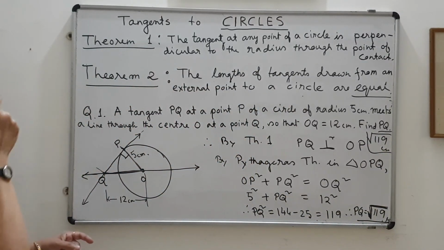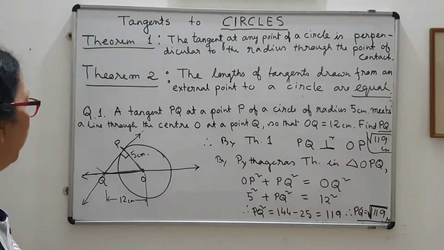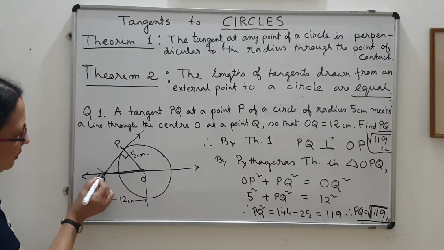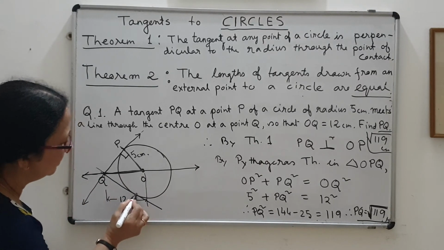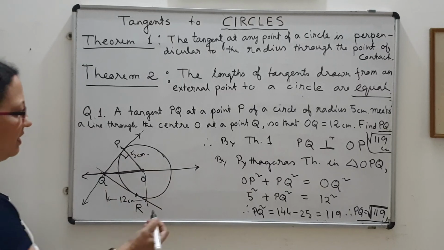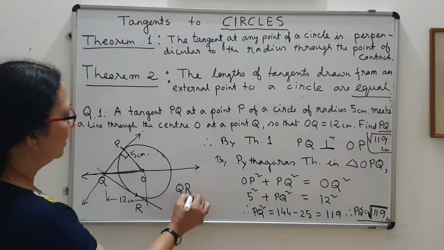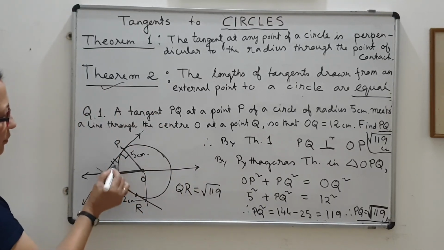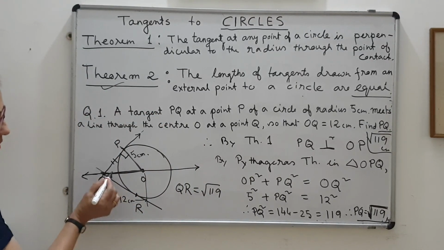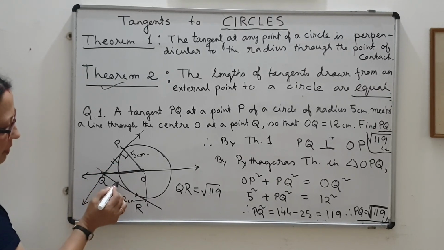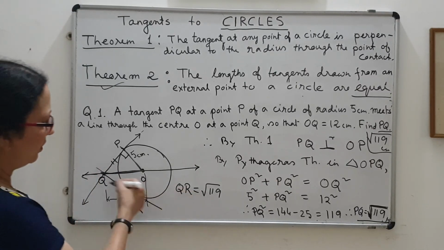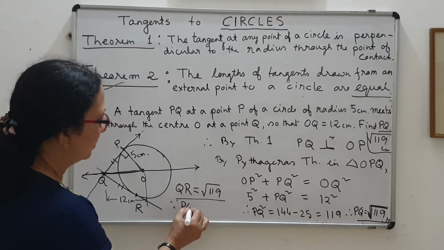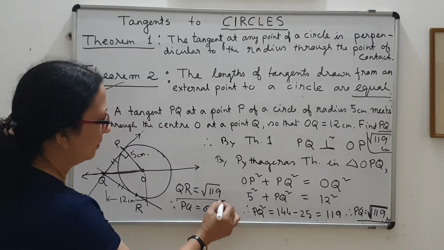So here I have used theorem 1 only. If I now draw another tangent from this point Q to the circle, touching it at the point R, then we can very easily say what will be the length of QR. This will also be square root of 119. Why? By theorem 2, the lengths of tangents drawn from an external point to a circle are equal. So QP is equal to QR. So we don't have to calculate.